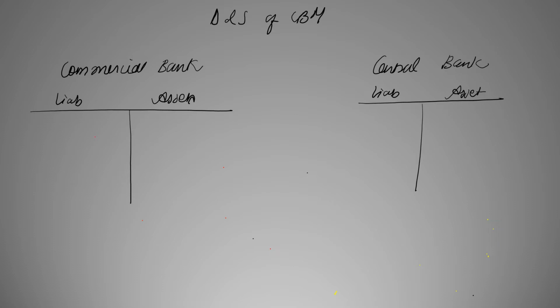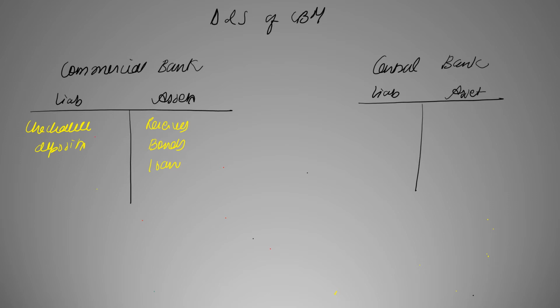Okay, so we were talking about the balance sheet of the commercial bank and the central bank. The liability part of the commercial bank basically consists of checkable deposits, and the asset side consists of reserves, bonds and loans. Now we need to understand why these particular entries are on the respective sides.